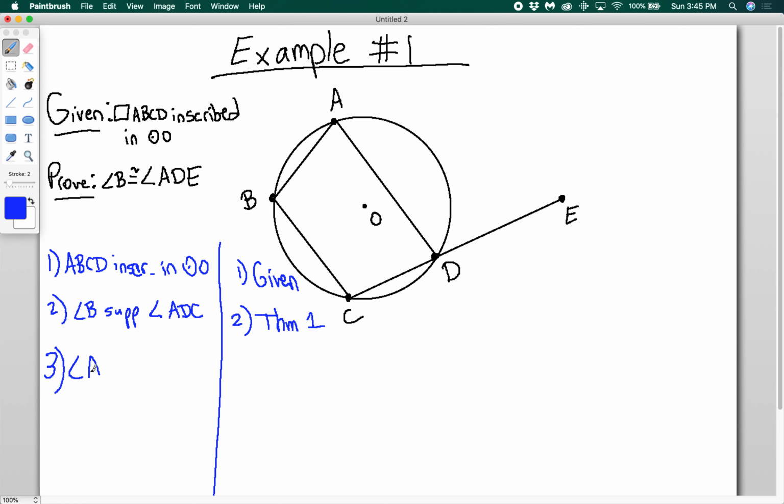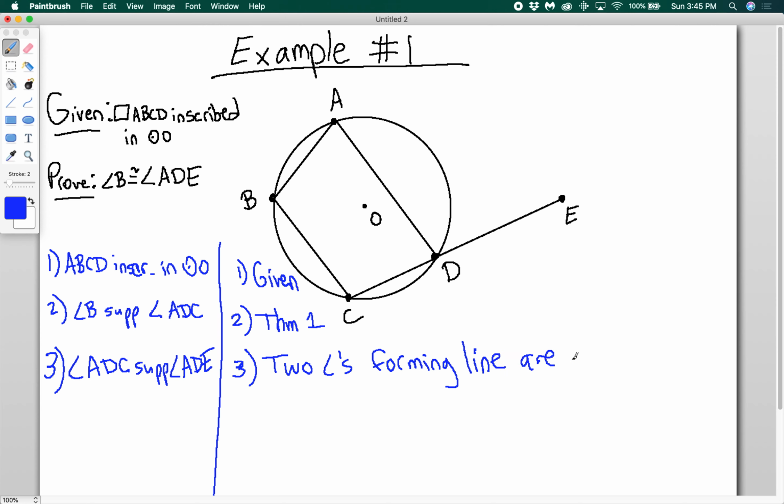I can say that angle ADC is supplementary to angle ADE, and that is because two angles forming a straight line have to be supplementary. Right, this plus this has to be 180.